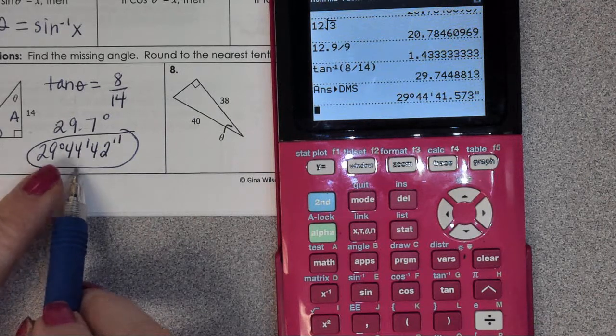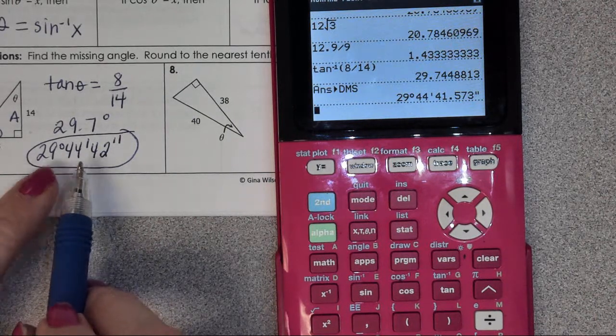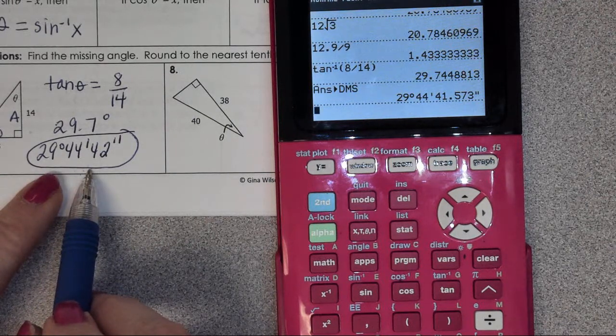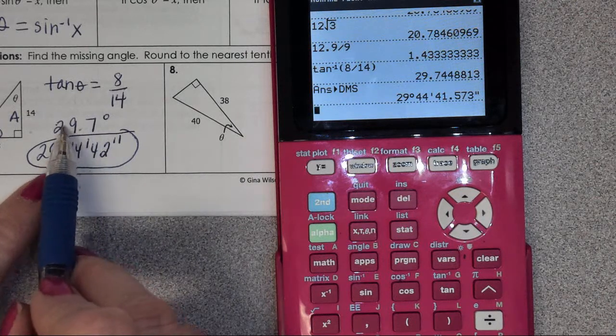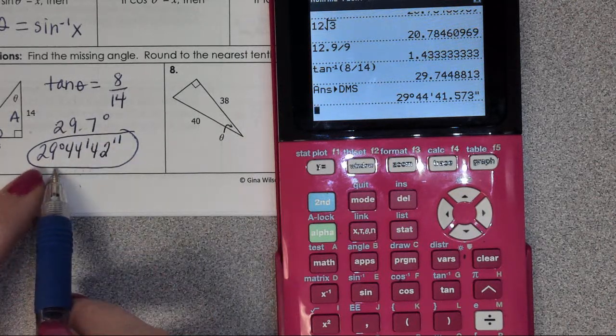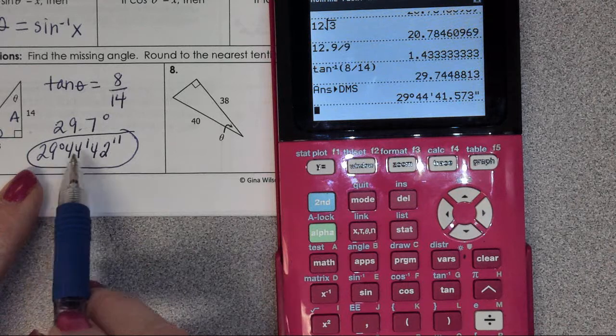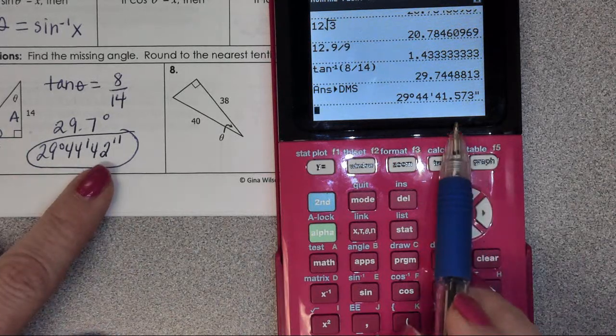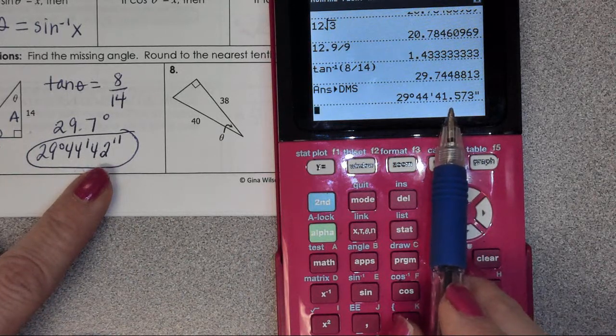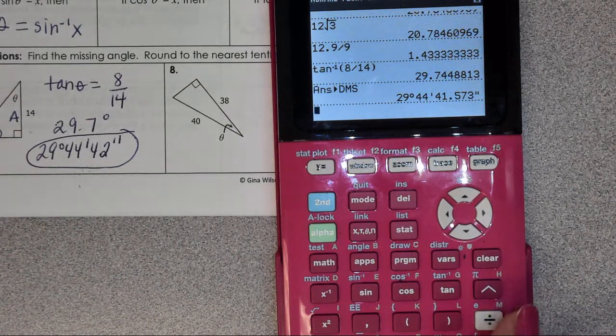So this is just a more accurate way to measure angles. When you were in geometry last year, you were allowed to just round it. Now we're going to write it more accurately, degrees, minutes, and then to the nearest second. Every time you're going to do that. Even though the directions say round to the nearest tenth, I want you to write it in degrees, minutes, and seconds.